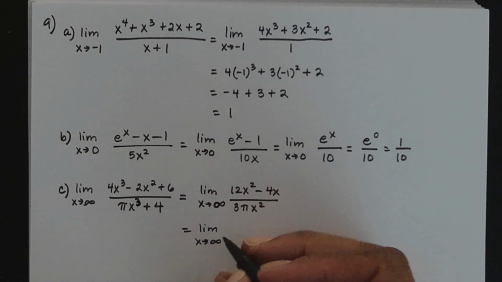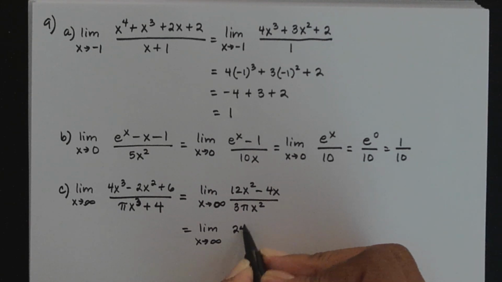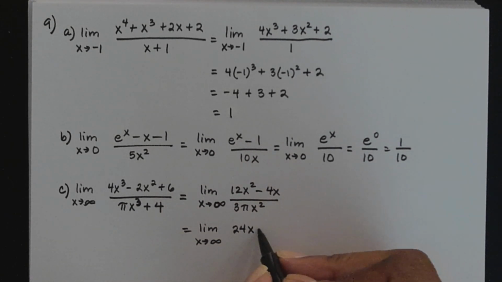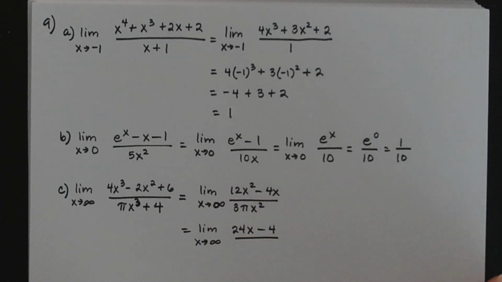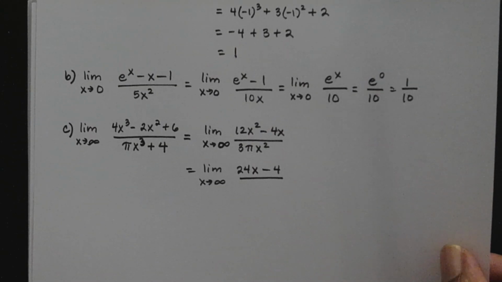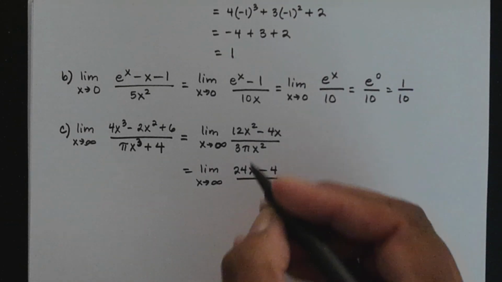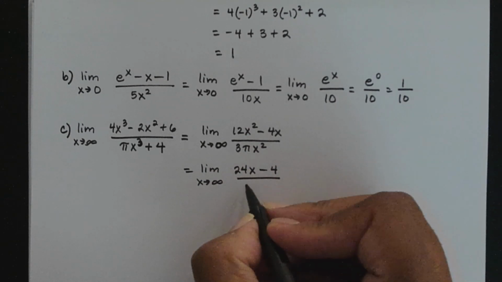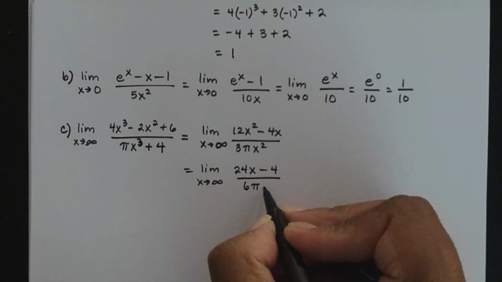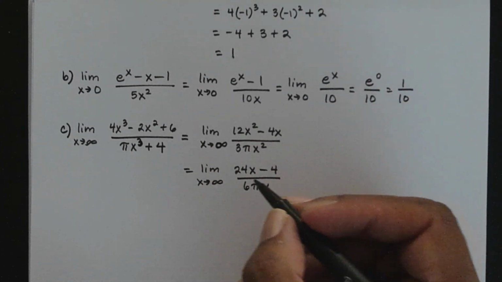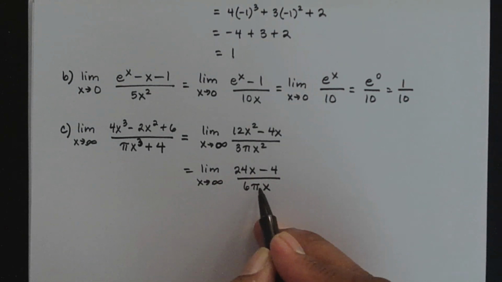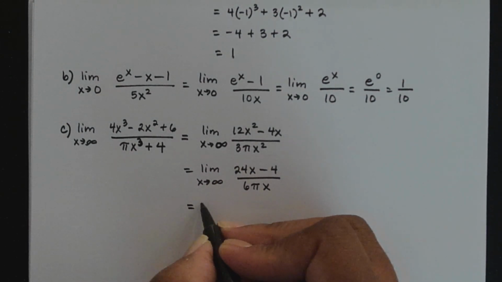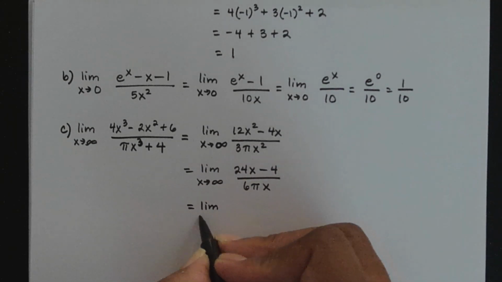The derivative of 12x squared would be 24x, minus the derivative of 4x, which is 4. That's going to be divided by the derivative of 3 pi x squared. Bring this 2 down, multiplied by the 3, you'll get 6 pi x. And again, I'm still getting infinity over infinity. So again, we'll use L'Hopital's rule.